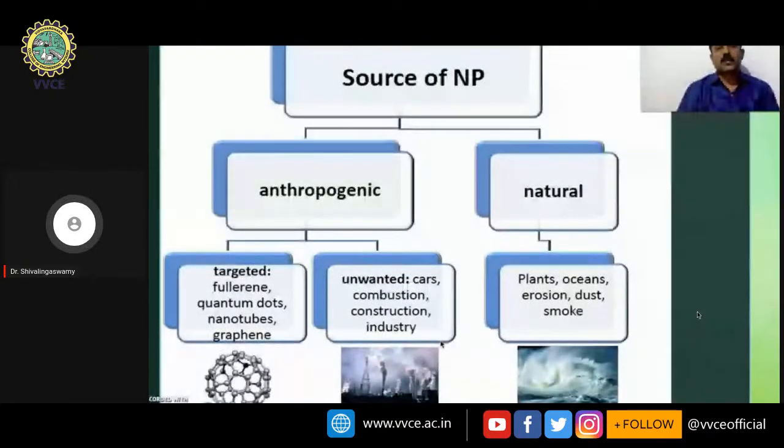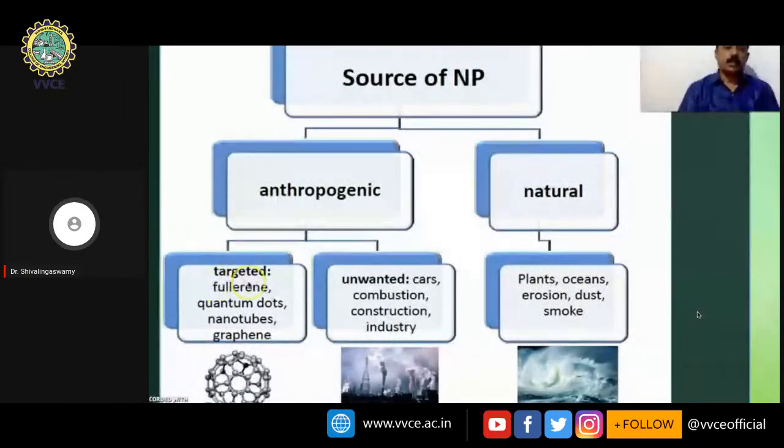And as far as the sources of these nanoparticles are concerned, there are 2 important sources. One is natural source, mainly volcanic eruptions, plants, oceans, dust, smoke, etc. Naturally, from nature, we get these nanoparticles, or they could be anthropogenic, man-made. So again, in this man-made group, there are 2 more classifications. That depends on whether these nanoparticles are created intentionally or created as a byproduct of something else.